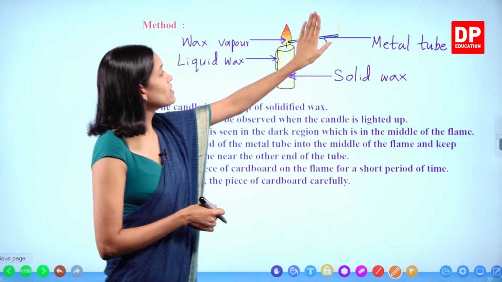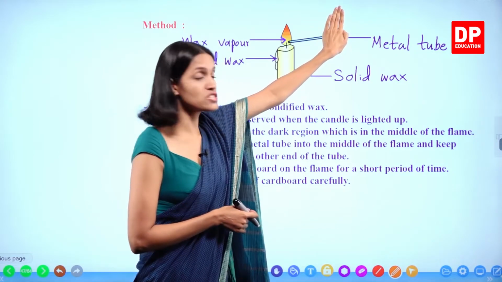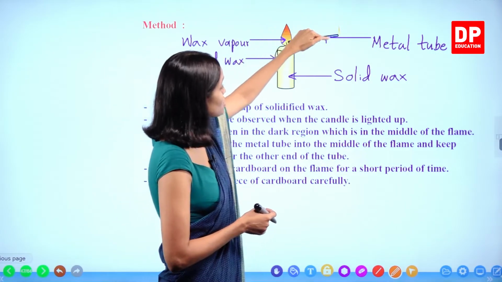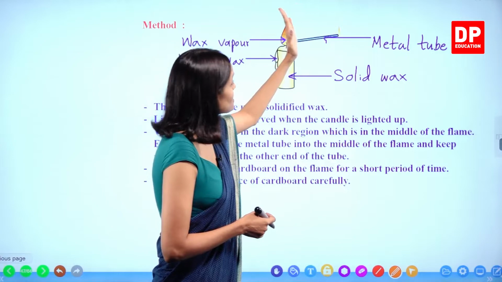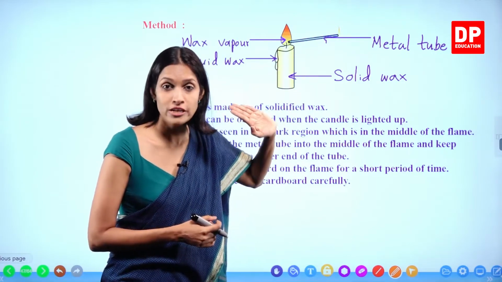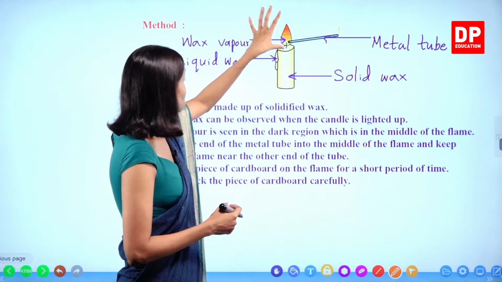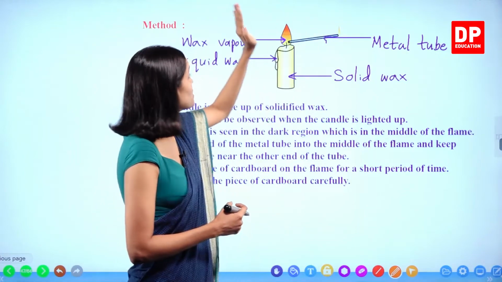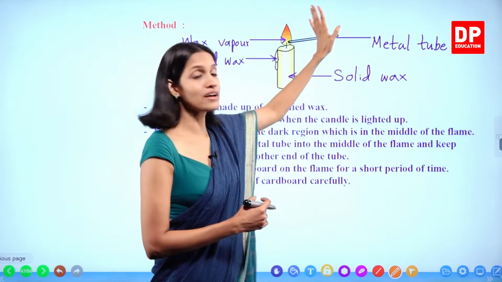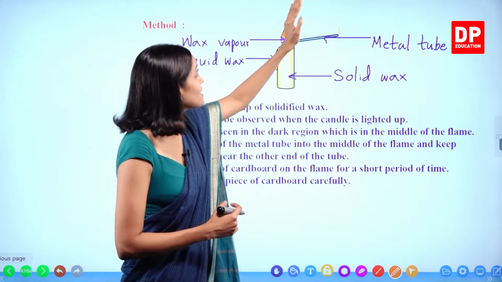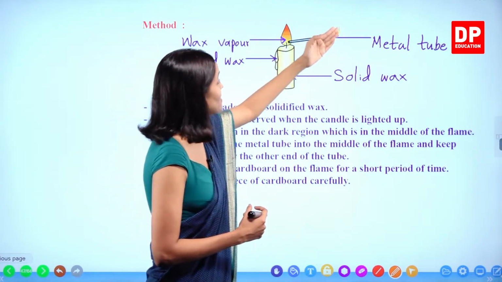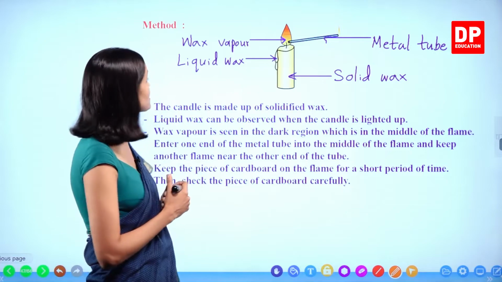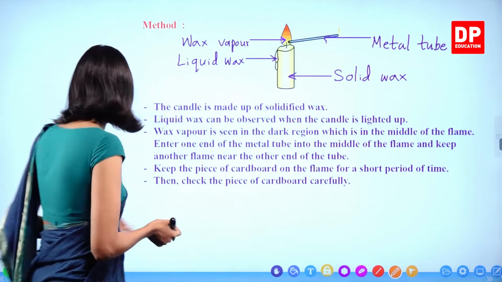Right, children? So when we place the cardboard next to the other end of this tube, what happens, children? The wax vapor that enters from the flame through the tube to the other end contacts the surface of the cardboard. Now, the wax vapor's temperature is higher than the temperature of the cardboard. Therefore, when this wax vapor contacts the cardboard, what will happen, children? It solidifies, right? The vapor changes into solid because of cooling down. Okay, children? Right, we'll write the observations and conclusion.